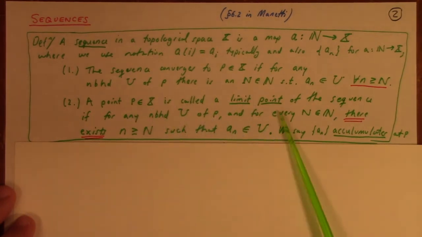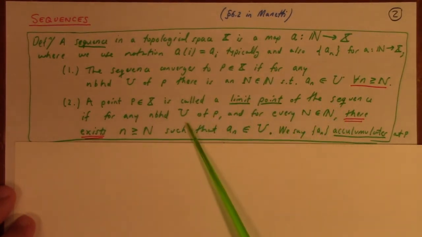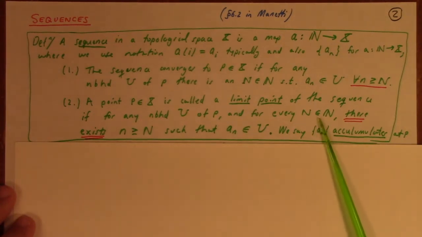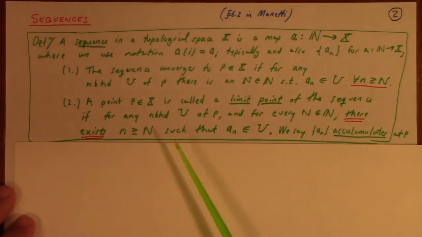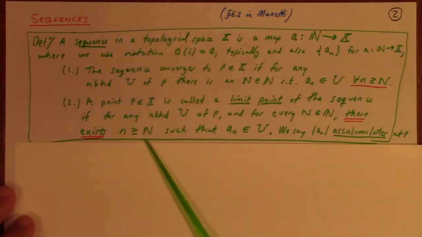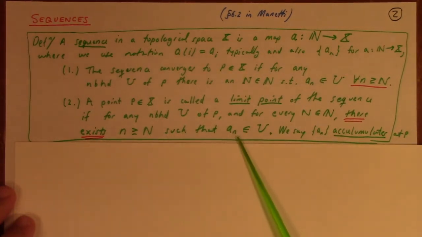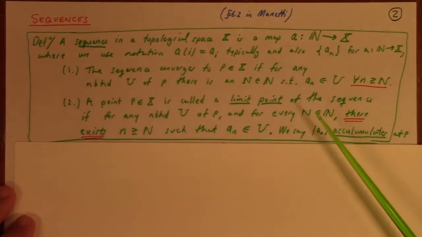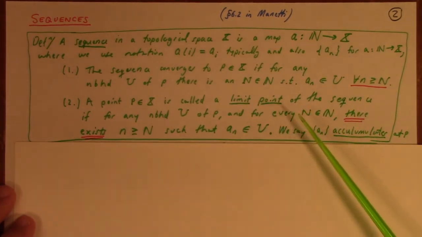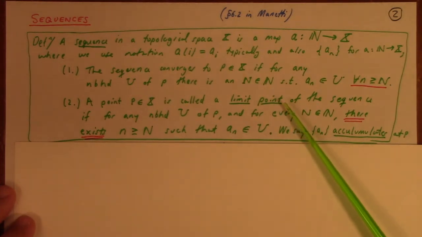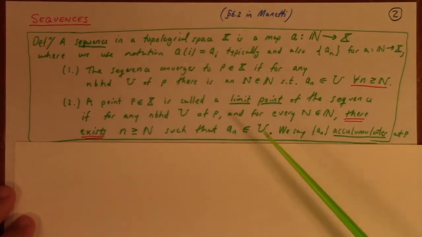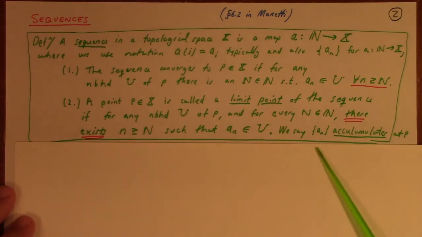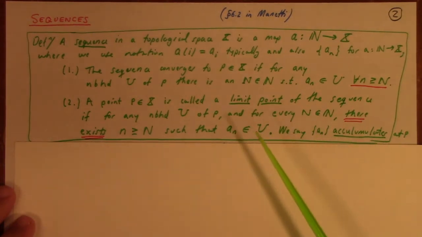To say P is a limit point of the sequence means that for any neighborhood you pick, and for any n you pick, you can always find n larger than that n for which a sub n is in the set, right? So sometimes you can say a limit point is a point where you've got infinitely many points in the sequence near that point, right? And so sometimes it's also called an accumulation point. And I say near, but near kind of begs the question of metric or metricity.